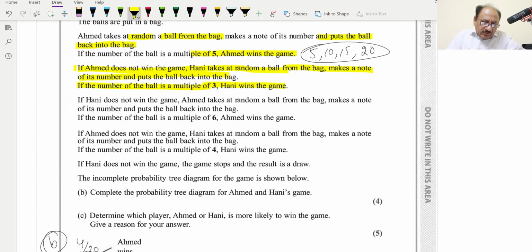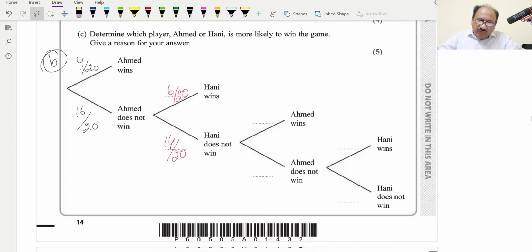Then for the next portion, if Hani does not win the game, Ahmad takes at random a ball from the bag, makes a note of its number, and puts the ball back into the bag. If the number on the ball is a multiple of 6, Ahmad wins the game. So multiples of 6 are 6, 12, and 18. These are 3 multiples. So the winning probability will be 3 out of 20 and 17 out of 20.